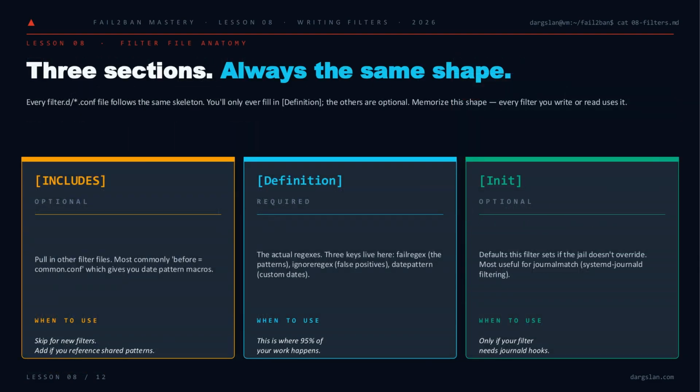Before we touch any regex, lock this skeleton into memory. Every filter file you'll ever open has the same 3 sections. Includes is optional, usually just pulling in common.conf for date macros. Definition is required, and that's where 95% of your work lives: failregex, ignoreregex, datepattern. Init is optional too, mostly for journald hooks. For our Nginx 401 filter, we'll spend almost all our time in definition. The other 2 we'll barely touch.